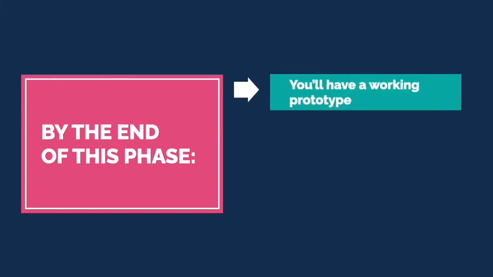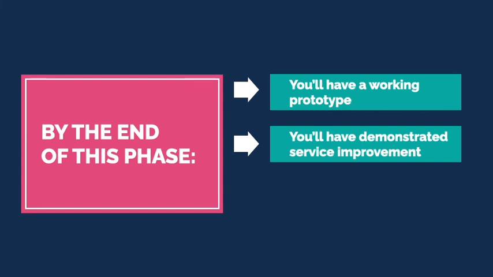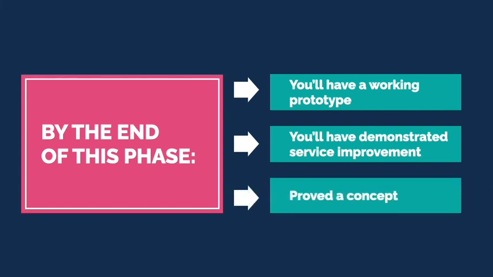So by the end of this phase, you'll have a working prototype. Unless you have a working prototype, you can't move on to the next phase. You'll have demonstrated service improvement and proved a concept. You'll have come up with an idea and proved that it works.